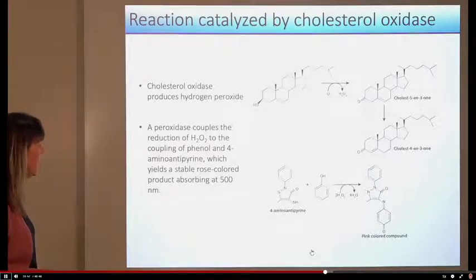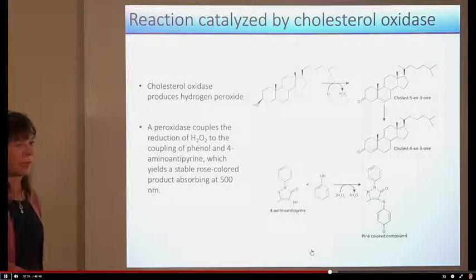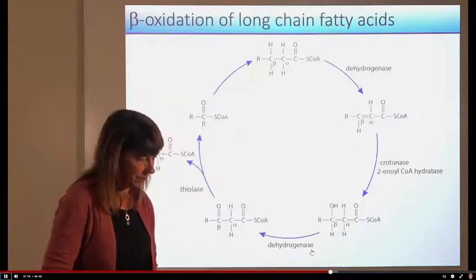All right, so what you can do is take the hydrogen peroxide, and then you can use this enzyme, a peroxidase, that couples the reduction of hydrogen peroxide to the coupling of phenol and this 4-amino antipyrine, which gives this rose-colored compound right here. So you take the peroxidase, it takes these two compounds together, and it couples it with the reduction of hydrogen peroxide to water here, and then you get this pink color. So you can use this as an assay to measure total serum cholesterol levels.